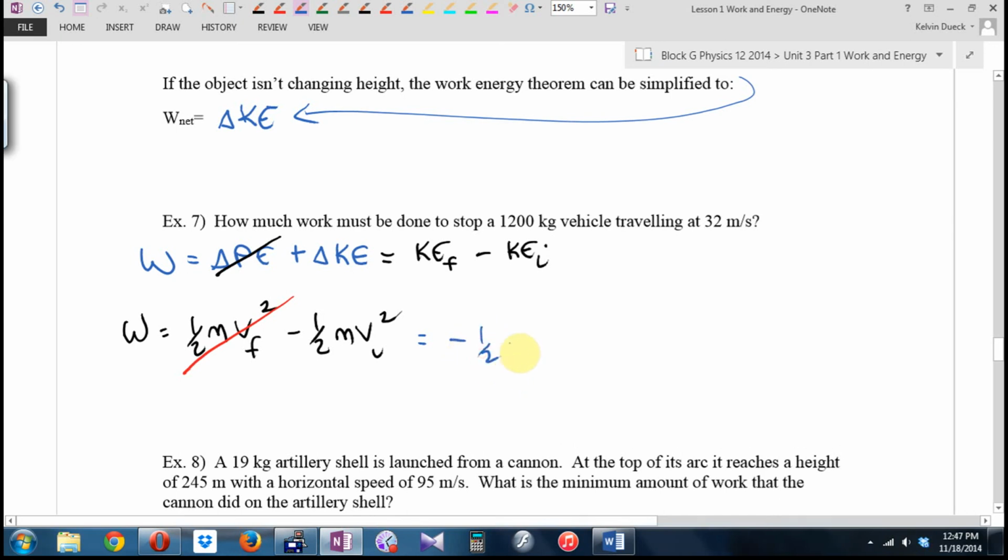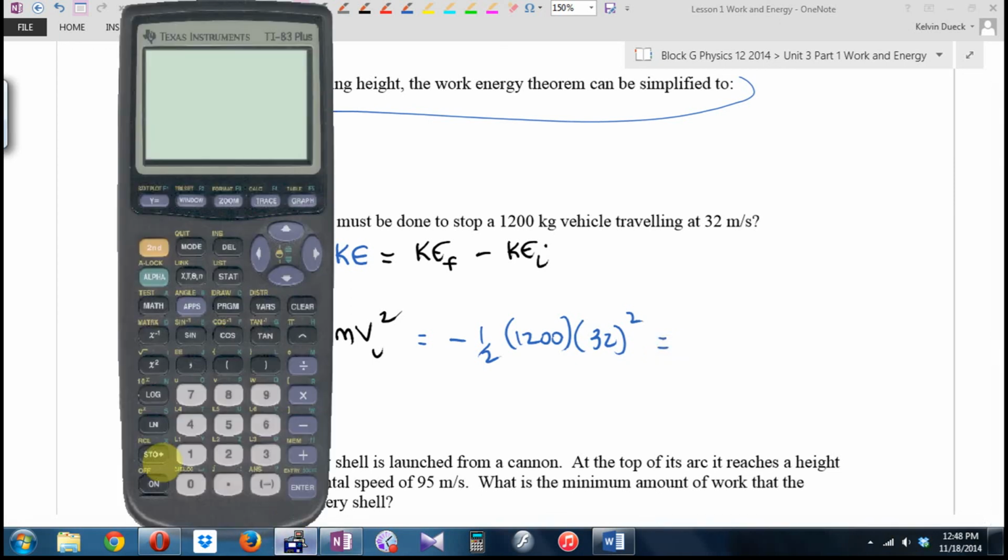A half. What's the mass of the car? What's the initial speed of the car? Check the units. Are the units correct? 32 meters per second. How much work does it take to stop this car? Do you get negative 614,400? Yes? No?